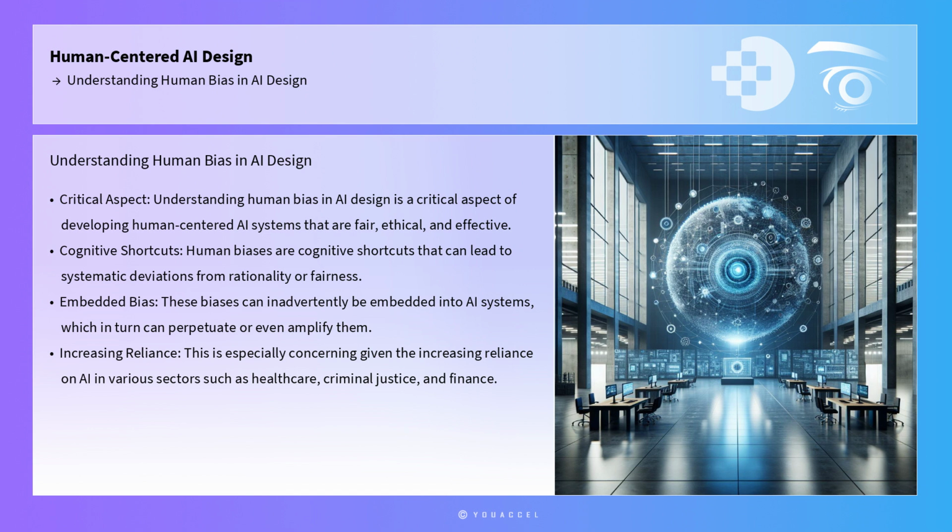Understanding human bias in AI design is a critical aspect of developing human-centered AI systems that are fair, ethical, and effective. Human biases are cognitive shortcuts that can lead to systematic deviations from rationality or fairness, and these biases can inadvertently be embedded into AI systems, which in turn can perpetuate or even amplify them. This is especially concerning given the increasing reliance on AI in various sectors such as healthcare, criminal justice, and finance. To design AI systems that synergize effectively with human teams, it is essential to understand the nature of these biases and how they can manifest in AI systems.